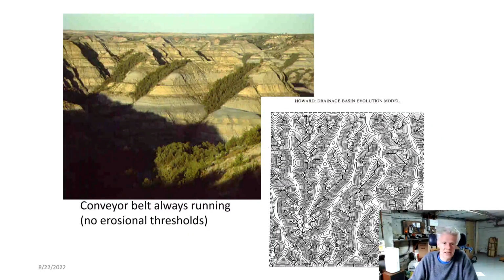So, for example, this is some seminal work by Alan Howard in his drainage basin evolution model, an early landscape evolution model. Here we have a landscape where the conveyor belt is always running. It's a badland landscape, so we have hills that are very easy to erode, and every time there's a rainfall event, material is eroded and moved downstream. And we get these quite straight hill slopes and a very high drainage density or high drainage network.